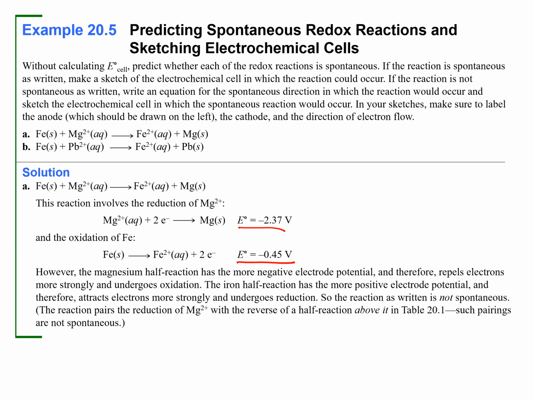The iron half reaction has much more positive electrode potential compared to the magnesium, and therefore will attract electrons more strongly, and it will be the thing that undergoes reduction. So if we look at the reaction as drawn, iron as drawn is losing electrons. It's the one being oxidized as drawn. So this is going to be non-spontaneous.